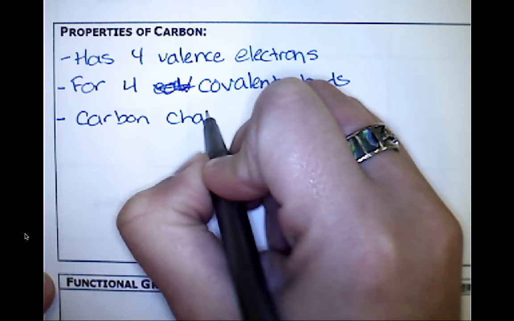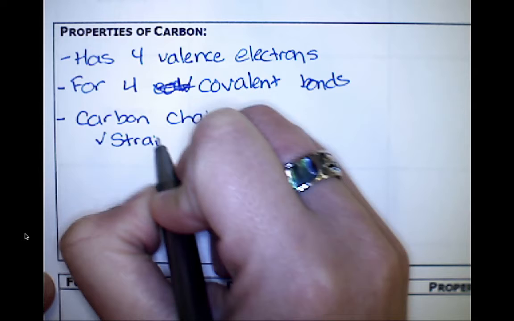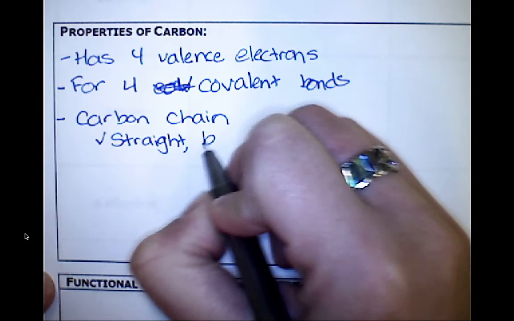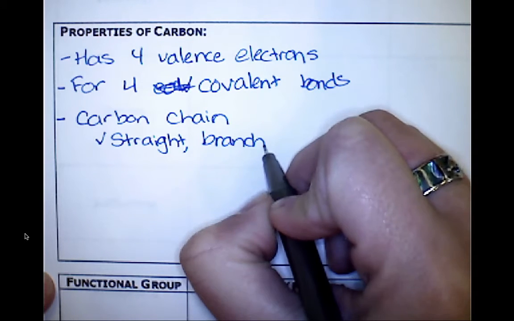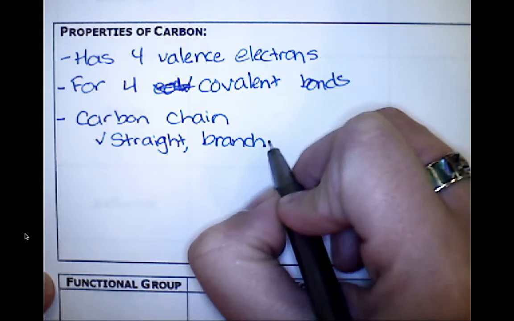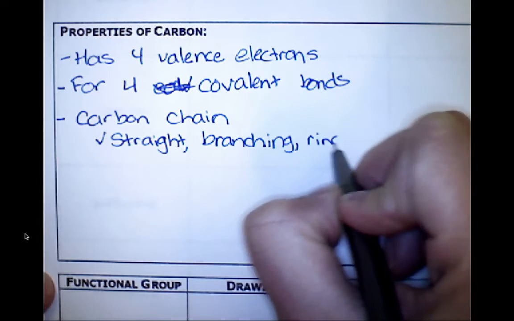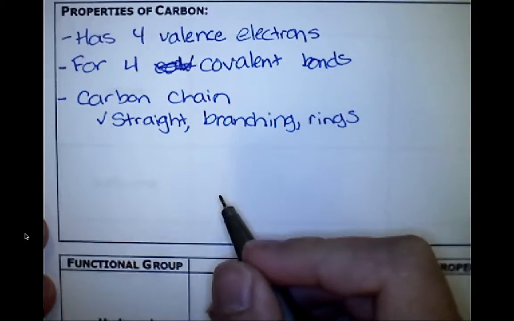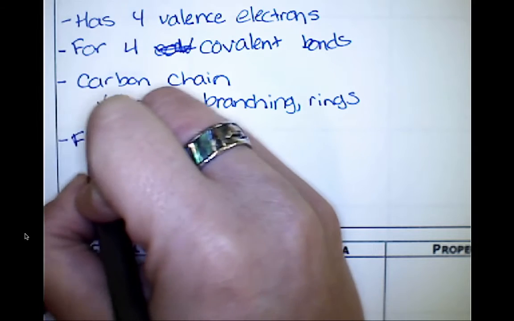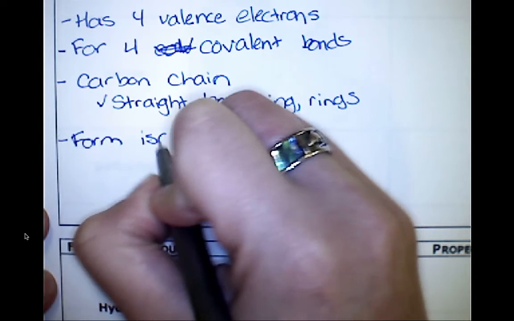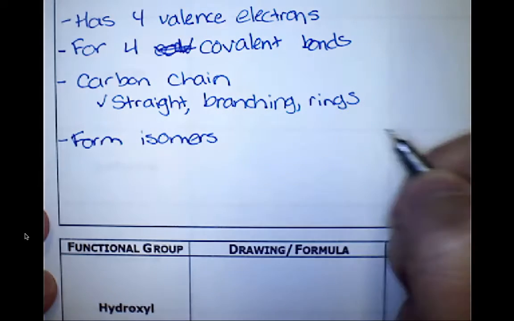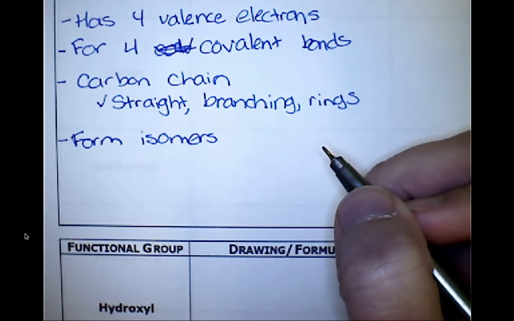And the cool part about the carbon chains is they can be straight. We'll see some of these examples as we look at some of the different groups. We can have branching, and we can have rings, okay? Carbon forms something called isomers. And an isomer means that it has the same chemical formula, but a different shape.